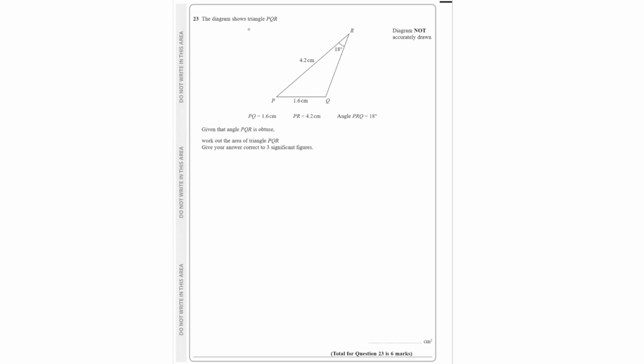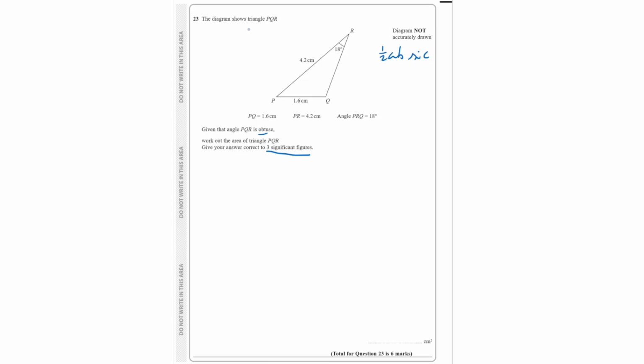The diagram shows triangle PQR. Given that PQR is obtuse, work out the area of the triangle PQR, giving your answer correct to three significant figures. When trying to find the area of a triangle which is not a right angle, we can use the formula 1 over 2 AB sine C.